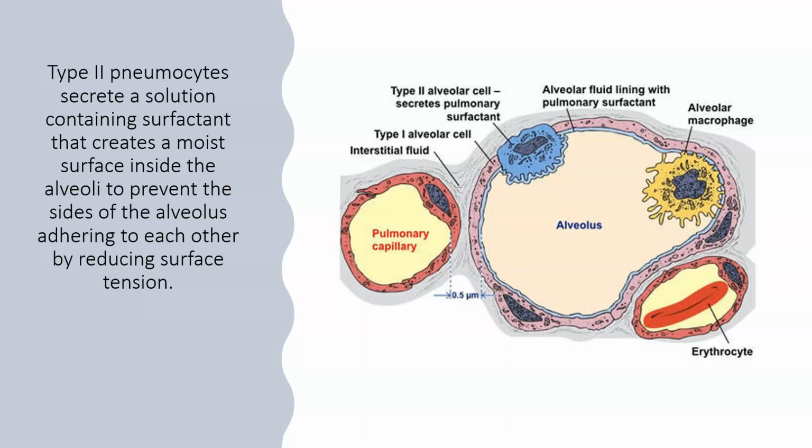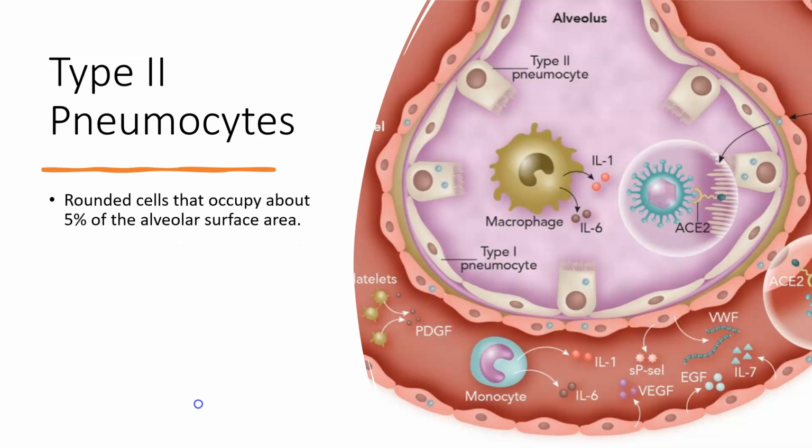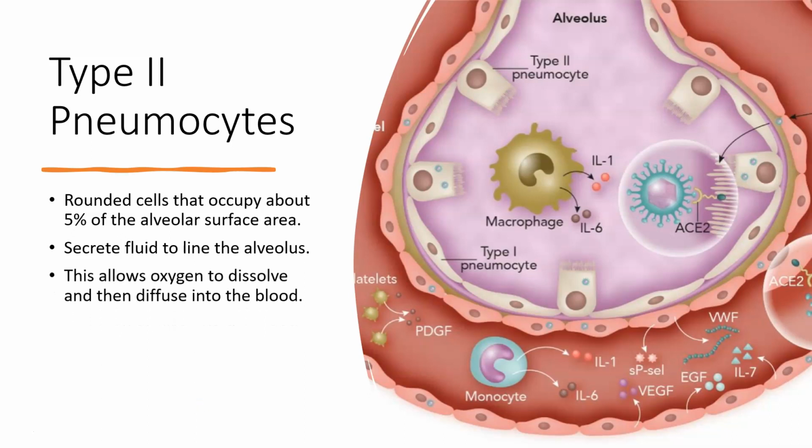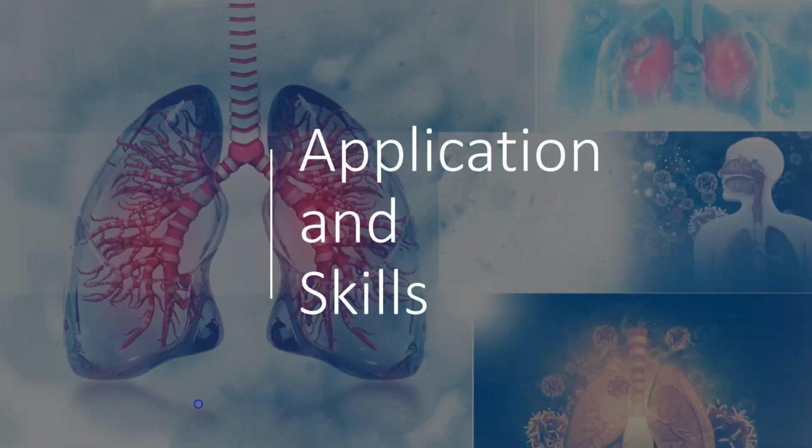So you want to ensure that you've always got this open sac, okay? And you've got air moving in and out. You can't have it drying up, otherwise it will start to stick together. So we've got these type 2, which secrete surfactants out, okay? So these are rounded cells that occupy about 5% of the alveolar surface area. They secrete fluid which lines the alveolus. This allows oxygen to dissolve and then diffuse into the bloodstream, allows carbon dioxide to evaporate from it, and it just stops that sticking occurring.